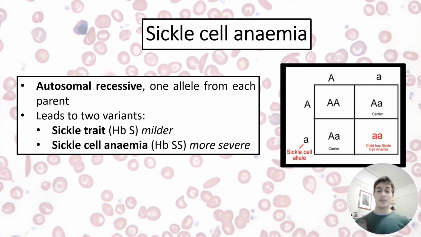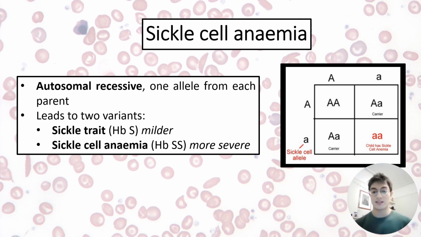So the inheritance of sickle cell is autosomal recessive, and we get one allele from each parent for hemoglobin, for the beta subunit of hemoglobin, I should say. And as a result, we can have two disease possibilities. We can either have a single faulty gene, which is called sickle cell trait. We can call it HBS as well. It's a more mild form generally. And if you have two faulty genes, then you end up with sickle cell anemia, the full-blown sickle cell, which is generally quite severe, and this is quite a serious condition to have.